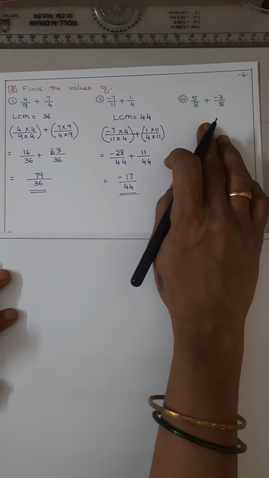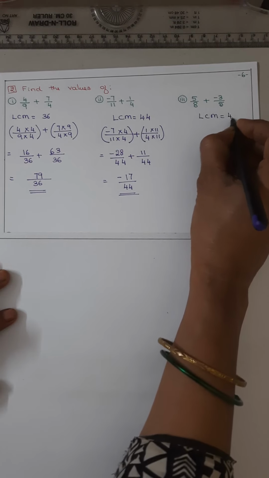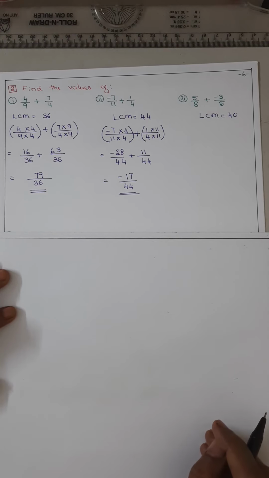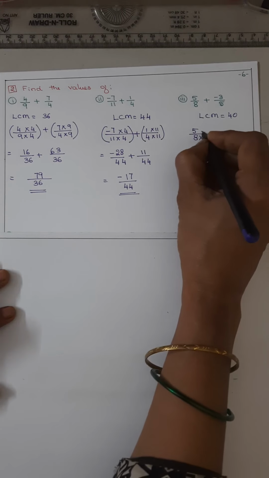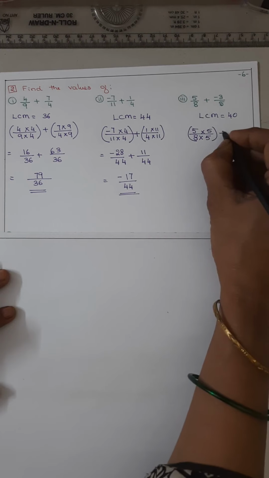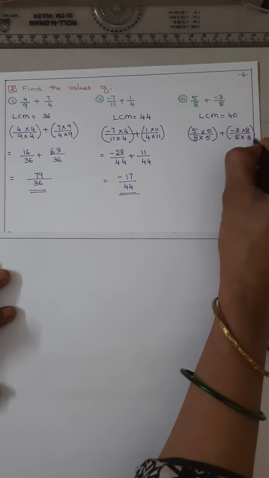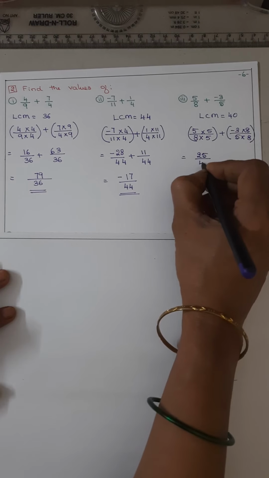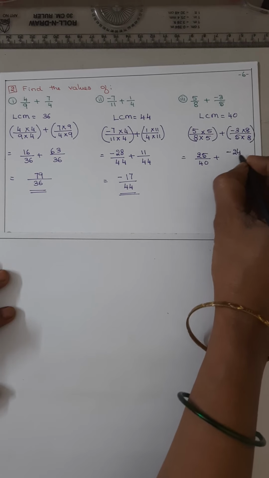Now here 8 and 5. LCM will be 40. 5 का table में the numbers should end with 5 and 0. So it will be 8 5s are 40. So convert 5 by 8. 8 5s are 40, multiply by 5, plus minus 3 by 5, 5 8s are 40. Now here 5 5s are 25 by 40 plus minus 8 3s are 24 by 40.